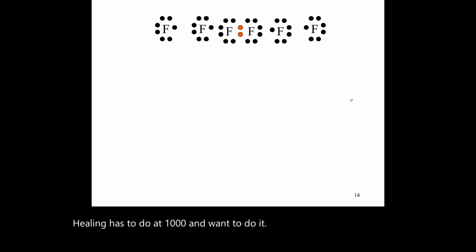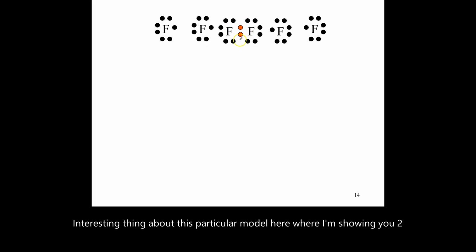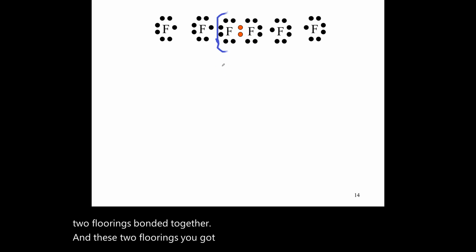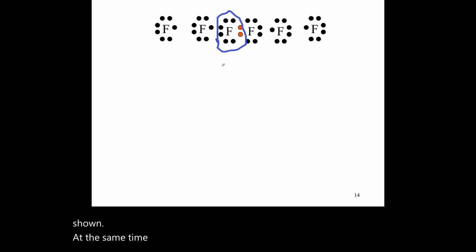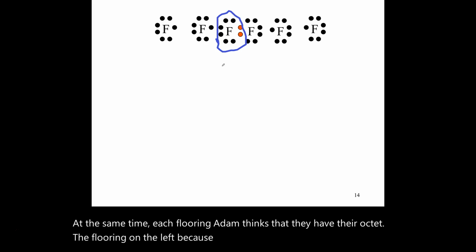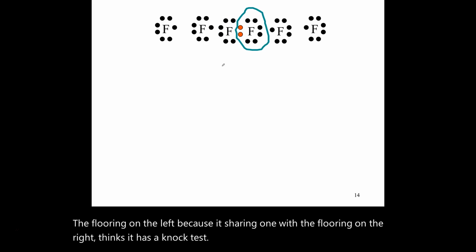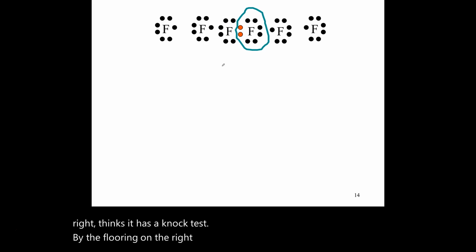Now, an interesting thing about this particular model here, where I'm showing you two fluorines bonded together. In these two fluorines, you've got two different types of electrons being shown. At the same time, each fluorine atom thinks that it has its octet. The fluorine on the left, because it's sharing one with the fluorine on the right, thinks it has an octet, while the fluorine on the right thinks it has an octet.